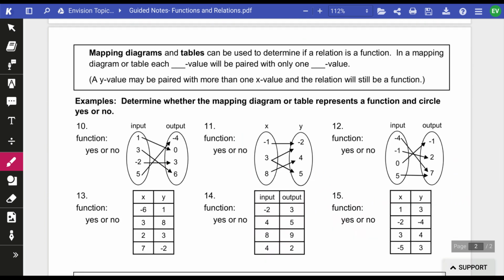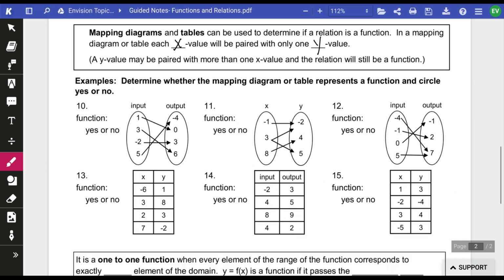So the next piece is mapping diagrams. Mapping diagrams and tables can be used to determine if a relation is a function. In a mapping diagram or table, each x value will be paired with only one y value. A y value may be paired with more than one x value, and the relation will still be a function. So again, the x value is what's important.